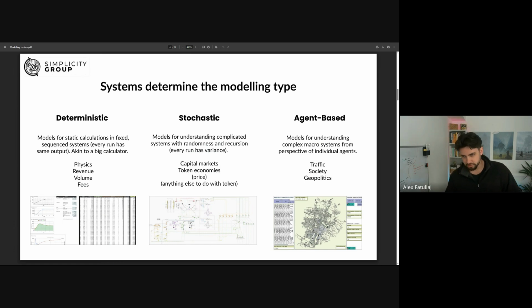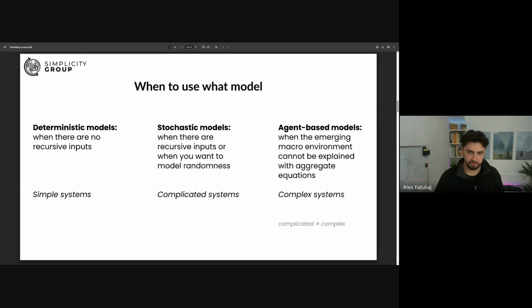Lastly, you have agent-based models, which are for understanding complex systems, complex macro systems, from the perspective of specifically individual agents. So this is to understand traffic, to understand society, geopolitics, right? You typically do not need such complex modeling for something like a token economy. You're just going to waste hundreds of thousands of dollars, and you're going to get basically nonsense that is completely irrelevant within one Bitcoin price movement. So it's just a waste of money, in my opinion.